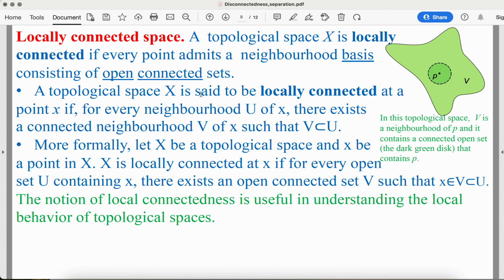So a topological space X is said to be locally connected at a point x if for every neighborhood U of x there exists a connected neighborhood V of x such that V is a subset of U. Or more formally, if X is a topological space and x is a point in X, then X is locally connected at x if for every open set U containing x there exists an open connected set V such that x belongs to V, which is a subset of U. So the notion of local connectedness is useful in understanding the local behavior of a topological space.